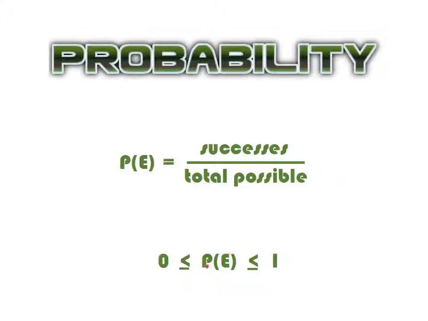The probability of some event will always fall somewhere between 0 and 1. 0 means it cannot happen at all, 1 means it's guaranteed to happen. We usually write probability as a decimal or a fraction. It can be a percent, but typically we leave it as a decimal or a fraction.